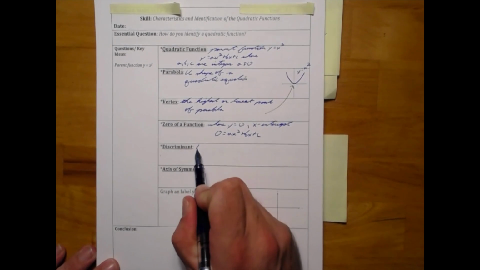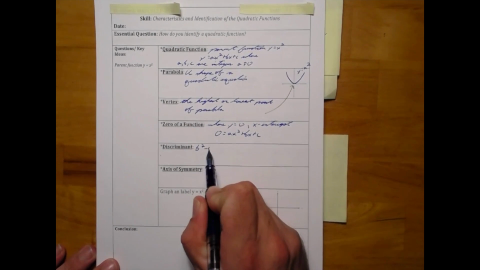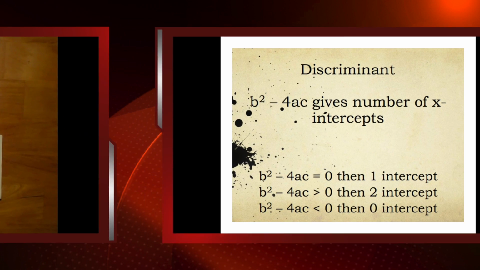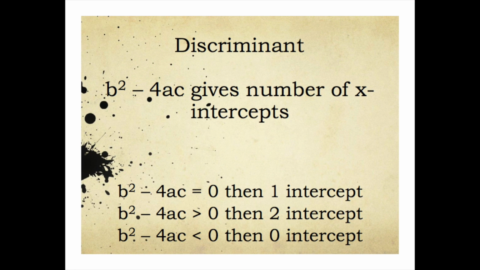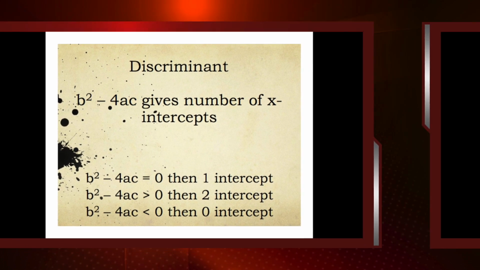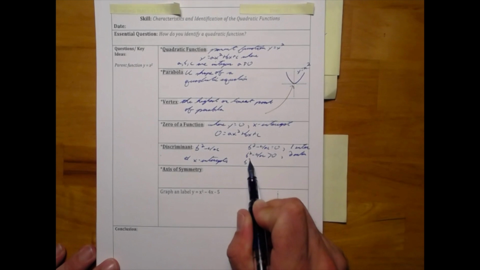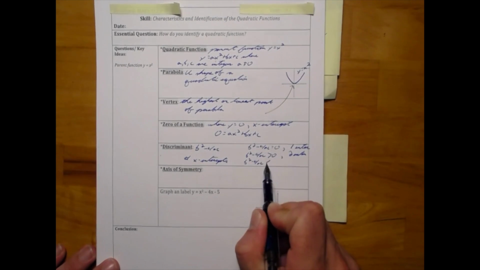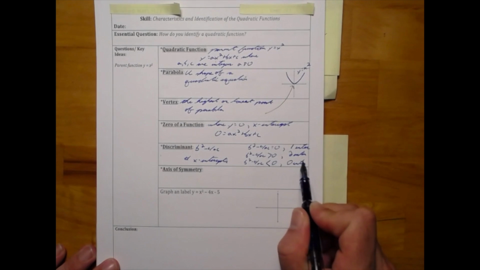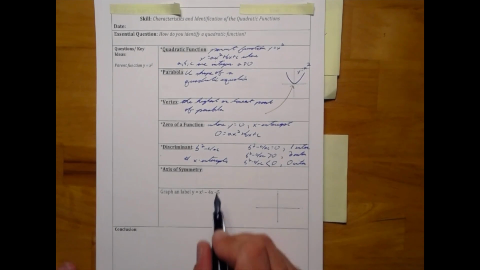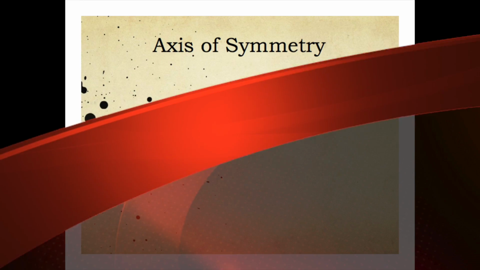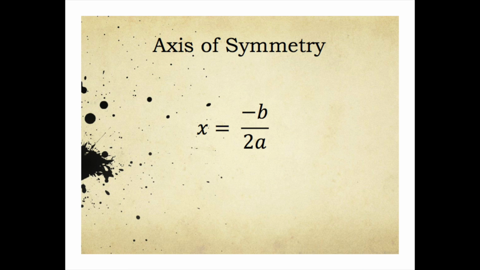We can tell whether or not that parabola will cross the x-axis using the discriminant, b squared minus 4ac, which are its x-intercepts. If b squared minus 4ac is 0, there's one intersection. If it's greater than 0, it intersects the x-axis twice, and if it's less than 0, it will not intersect the x-axis. The axis of symmetry can be found through the equation x is equal to negative b over 2a.